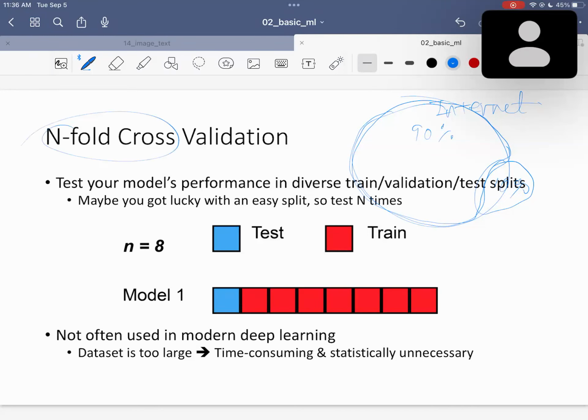We use n-fold cross-validation because we are not sure whether the test set was lucky, with all the easy samples in it, or unlucky, with all the hard samples, so that the test performance estimate was not reliable. But if your test set is so large, like 10% of the internet, it already gives you a reliable estimate of your test performance. So if you have a lot of data, basically all the data, then you probably don't need n-fold cross-validation. Right, moving on then.